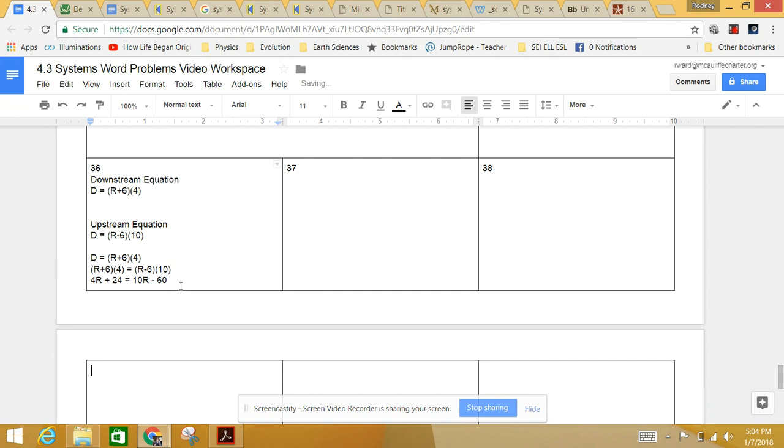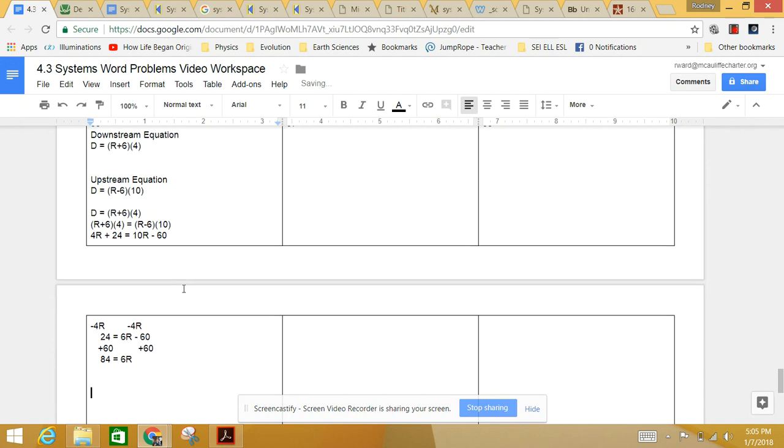And now I'm going to simplify that. The first thing I'm going to do is start moving variables on one side and numbers on the other side. I'm going to subtract 4r from both sides. And I'll end up with 24 equals 10r minus 4r, which is 6r, and then still minus 60. And I'm going to add 60 to both sides. And so I've got 84 equals 6r.